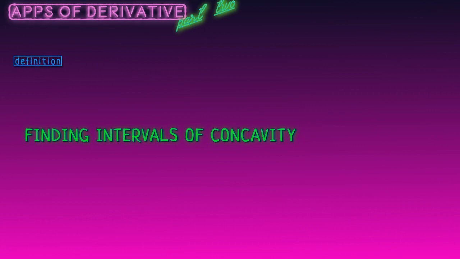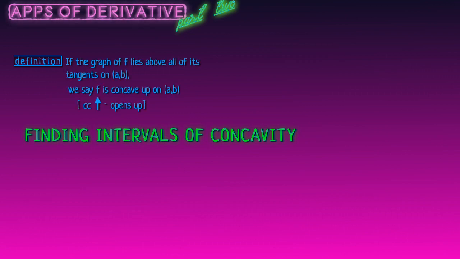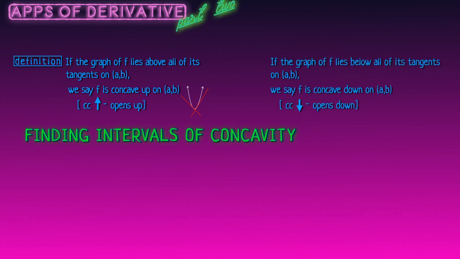So first, definition. If the graph of f lies above all of its tangents on AB, it's concave up. And it's going to look like this. Opens up, basically. If the graph of f lies below all of its tangents, then it's concave down, and that's going to look like that. It just basically opens down.